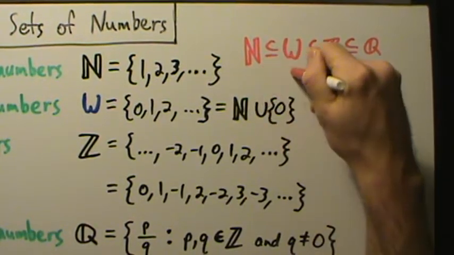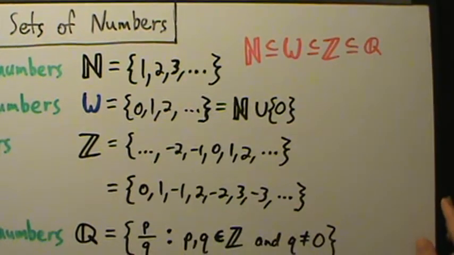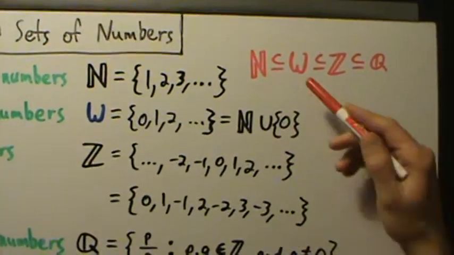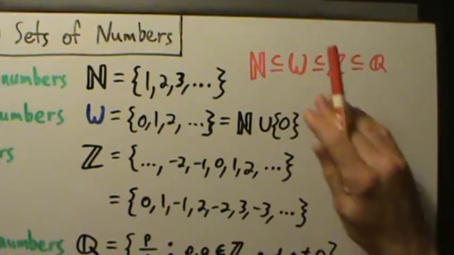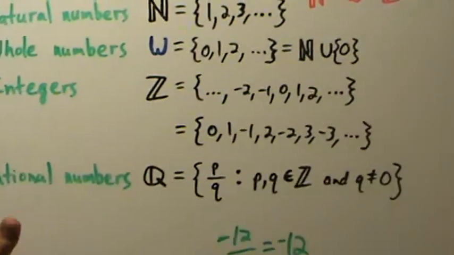Every natural number is a whole number. Every whole number is an integer. Every integer is a rational number. But again, the whole numbers aren't really as important, so we don't talk about them as much. So we could just skip that and say every natural number is an integer. Every integer is a rational number, and so on.